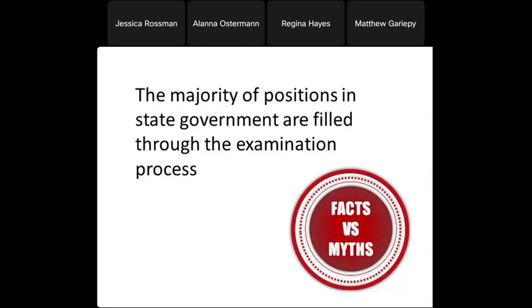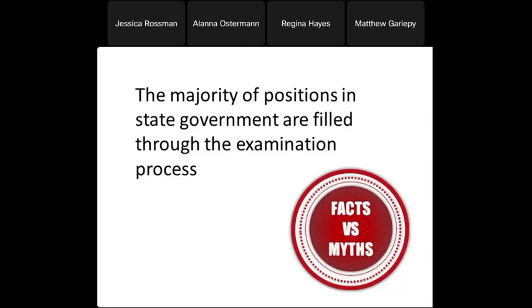Okay. So fact or myth? This question is, are the majority of positions in state government filled through the examination process? All right, so I want you all to head to the chat and let us know yes or no. Is this true or false, this statement on the screen? And then also, I did see a question pop in. I will return to that. Don't worry. Megan, I see that, and I will come back to it.